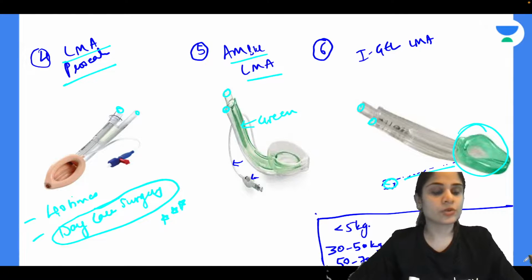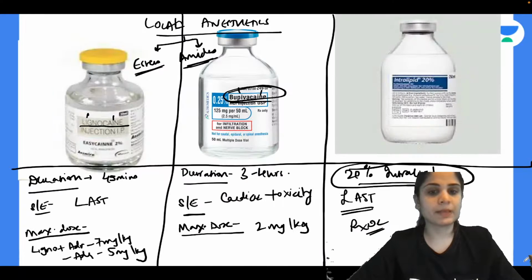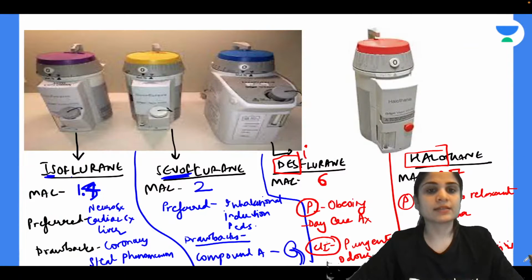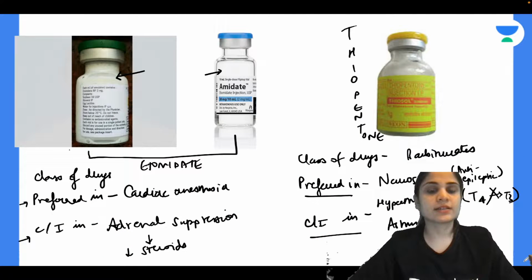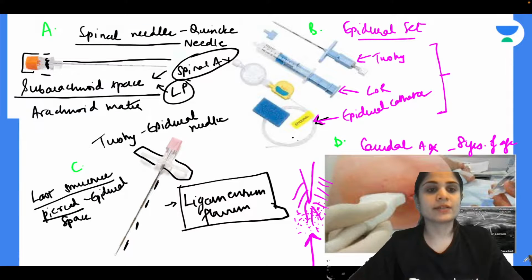Before that, let me quickly show you all the important things that we have seen till now. We've seen the different types of LMAs, the different types of cylinders and pipelines in anesthesia, local anesthetic drugs, muscle relaxants, inhaled anesthetic agents, then your IV induction agents, and your regional anesthesia instruments like USG, peripheral nerve locator, spinal, epidural, and caudal anesthesia, central neuraxial blockade.